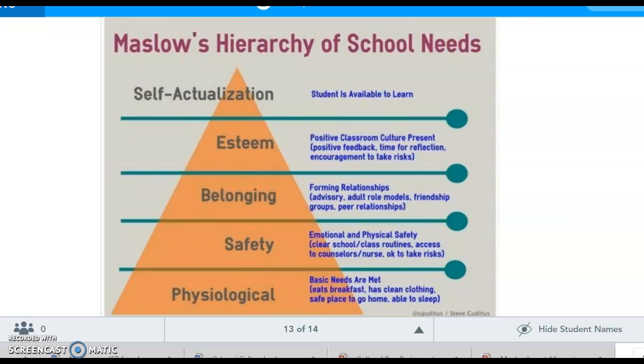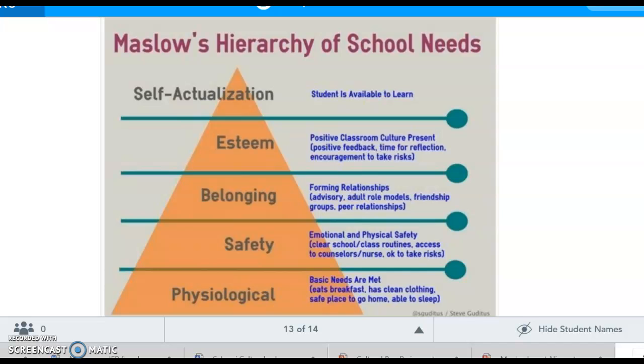Here you can see Maslow's hierarchy of school needs. This is a little bit different from the hierarchy of needs that we are familiar with. This is directly correlated to school and what students need in order to be available to learn. So if we look down at the bottom with the physiological needs, that's just their basic needs are met. Eats breakfast, has clean clothing, able to sleep, a safe place to go home. If that need is met, then we go up to safety. So they need to feel emotional and physical safety, clear school and class routines, access to counselors and a nurse. They must feel like it's okay to take risks.